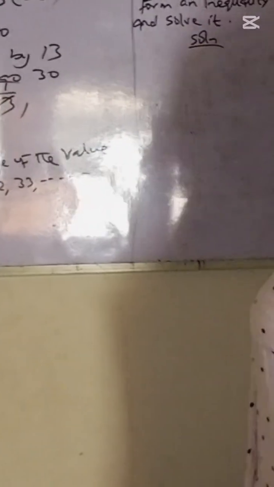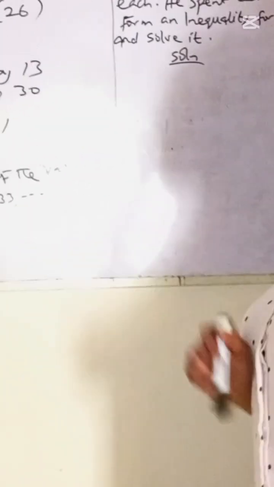We're going to look at example 2. Example 2 says, Ade bought x biro at 8 naira each and x plus 4 ruler at 20 naira each. He spent less than 200 naira. Form an inequality for the statement and solve it.